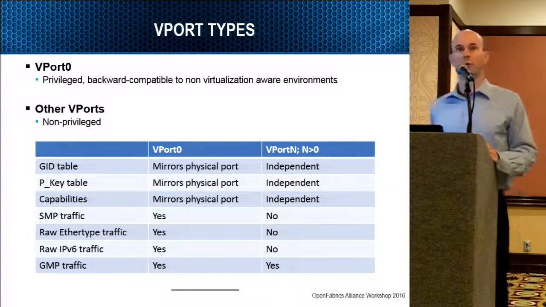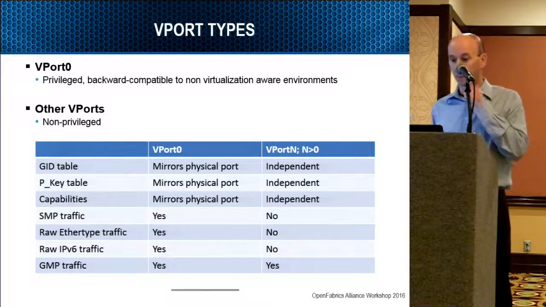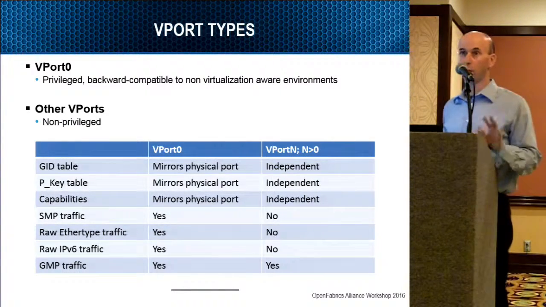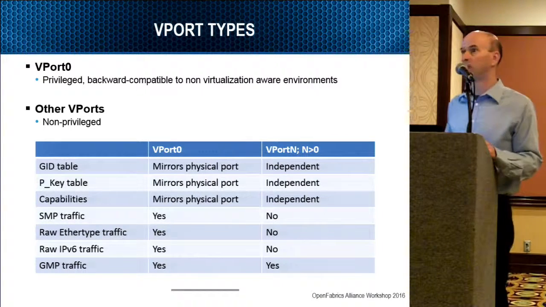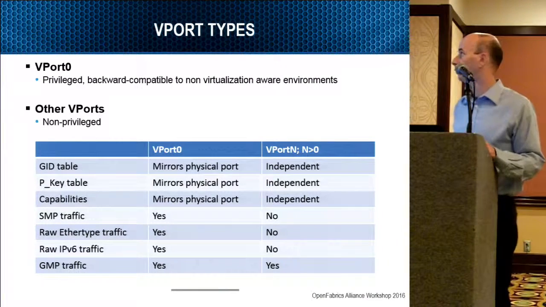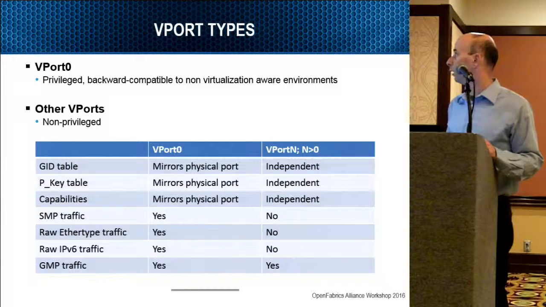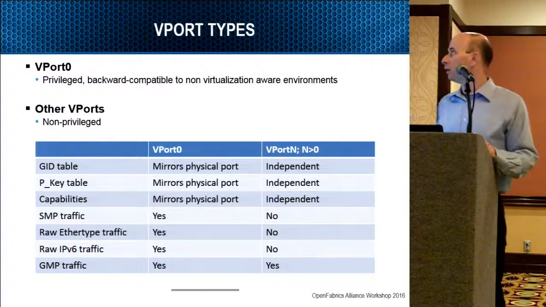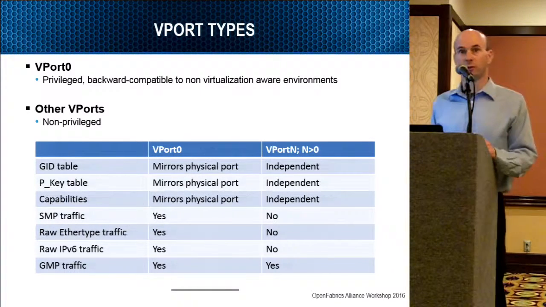We've defined two VPort types. VPort 0 is the privileged, backward compatible one, and the rest. The differences are summarized in the table below. So let's first look at GID and PKey table capabilities. VPort 0 just mirrors those of the physical ports, and that's what makes it backward compatible.